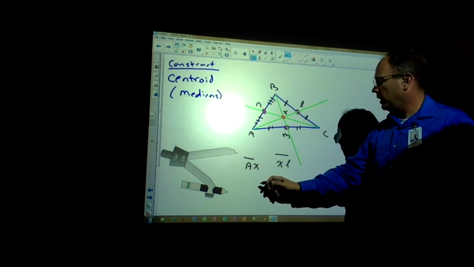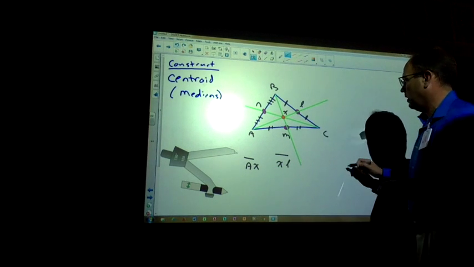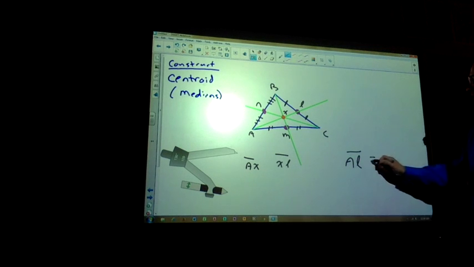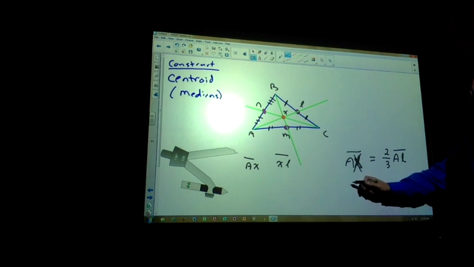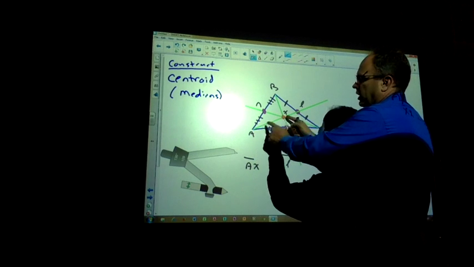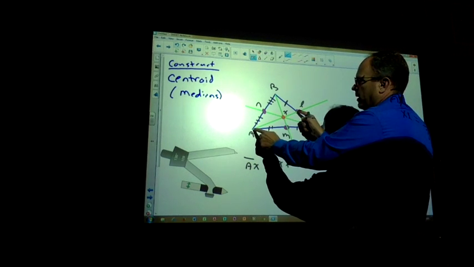So this is how far to this? 2/3. So if AL is our whole line segment, that means the distance from A to X is 2/3 of AL, equal to AX. And then XL is equal to 1/3 of the entire segment. So this is 2/3 of this distance, and this is 1/3 of that distance if I go from there to there.